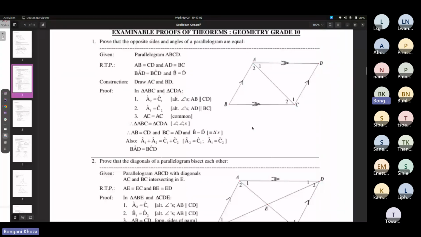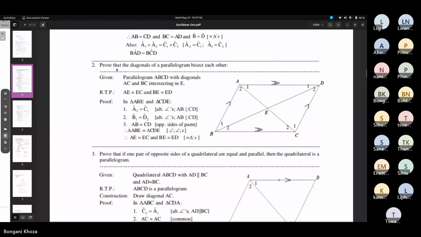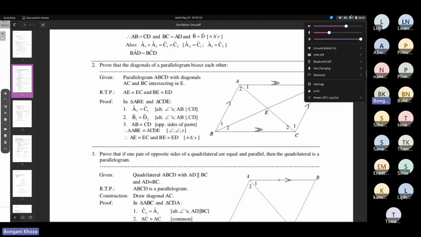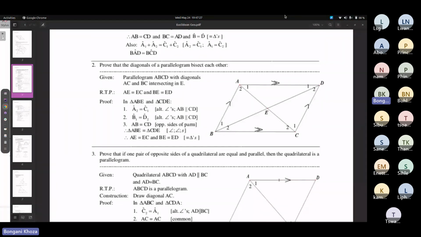All right. In the second proof, we are asked to prove that the diagonals of a parallelogram bisect each other. So there you have your diagonals like that. You're given a parallelogram ABCD with diagonals AC and BD. They're intersecting at E. And then you're required to prove that AE, this side, is equal to EC, and that BE, which is this side, is equal to ED, like that.